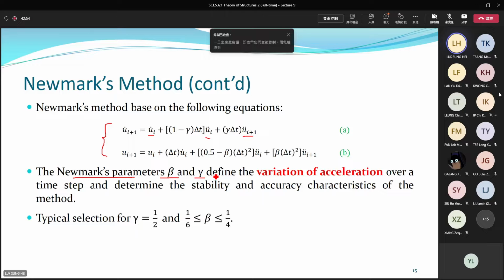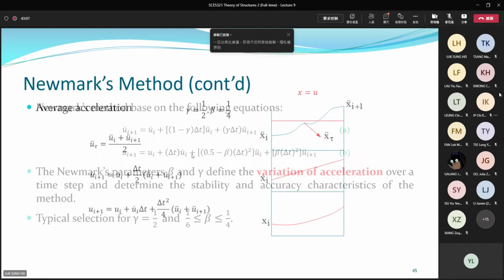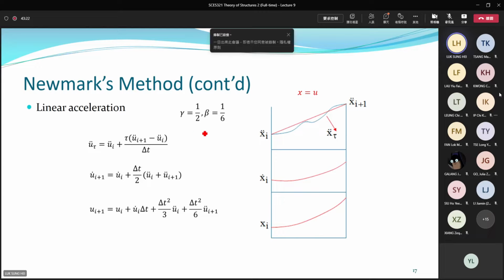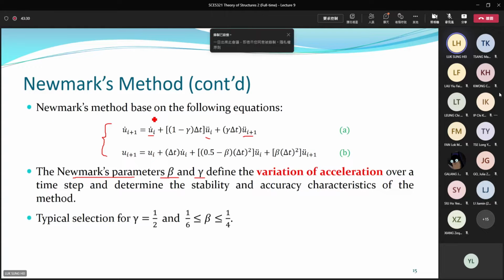If you use the average acceleration assumption, then you can pick specific values for beta and gamma. If you use linear acceleration, then there is another set of values for beta and gamma, just like here. If you want to use average acceleration, then gamma becomes 0.5, beta becomes 0.25. If you use linear acceleration, then beta becomes 1/6, gamma becomes 1/2. So for different assumptions, you have specific values of beta and gamma.